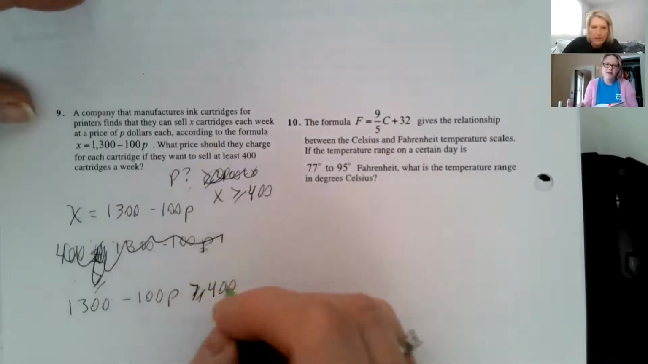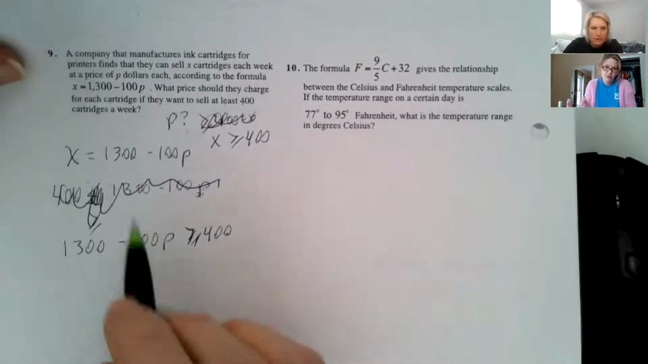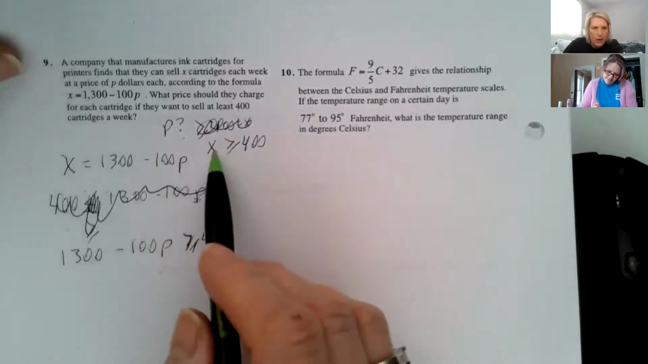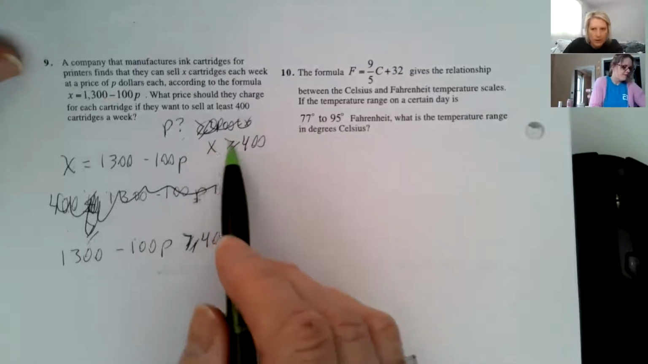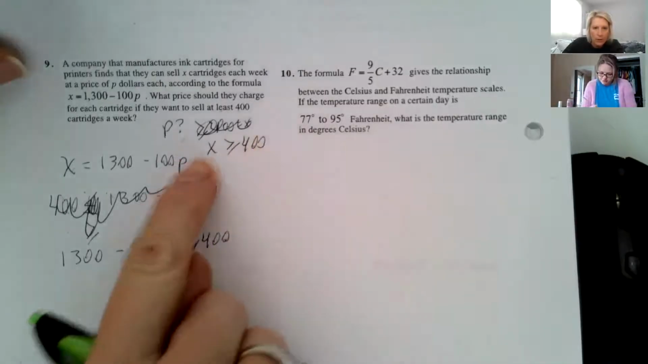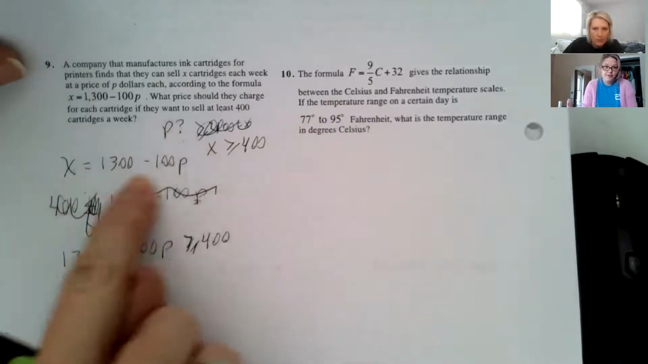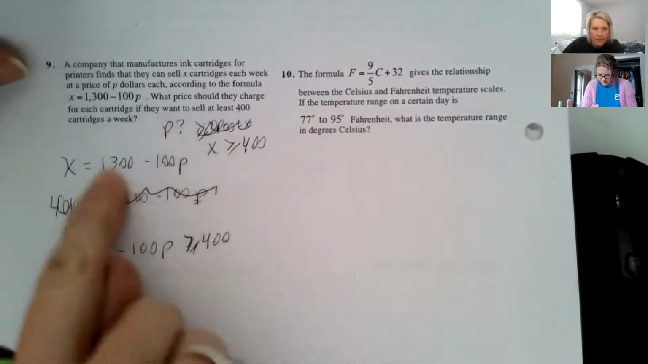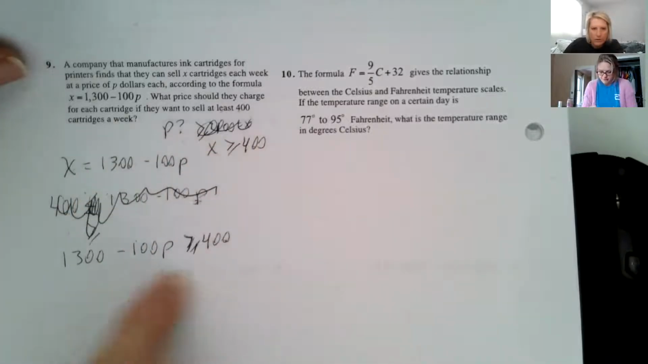I didn't have my bearings on how I wanted to think about these. On number 9, because we want to sell at least 400, we want to sell greater than or equal to 400. And so I'm going to set my inequality up. We know that X can be made by this recipe here, 1300 minus 100p. That's how I think about that. That's the recipe for X, and we want that to be bigger than or equal to 400. So you'll be good to solve for that.